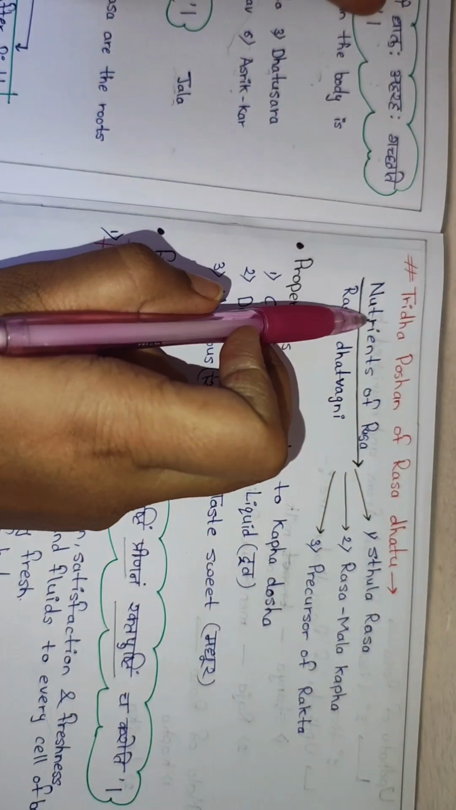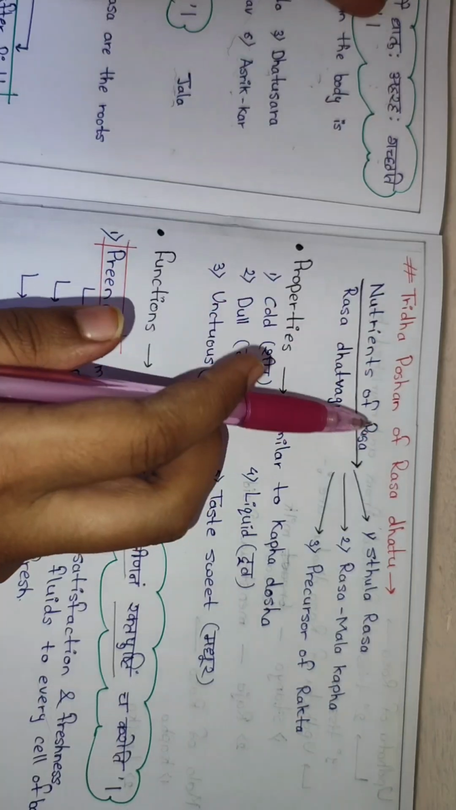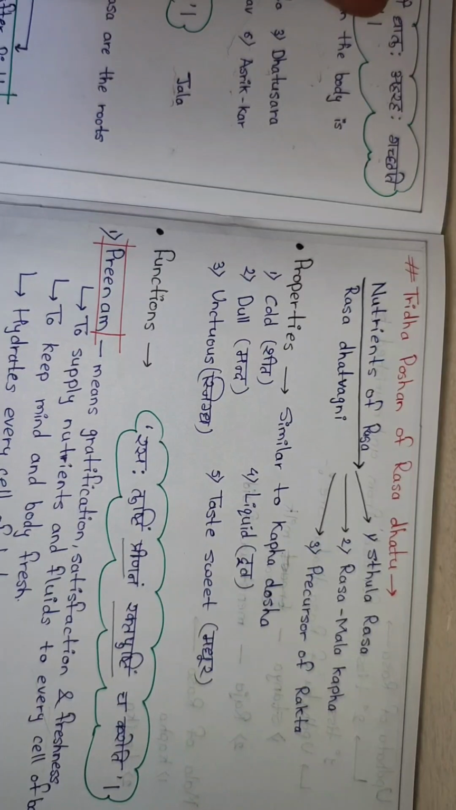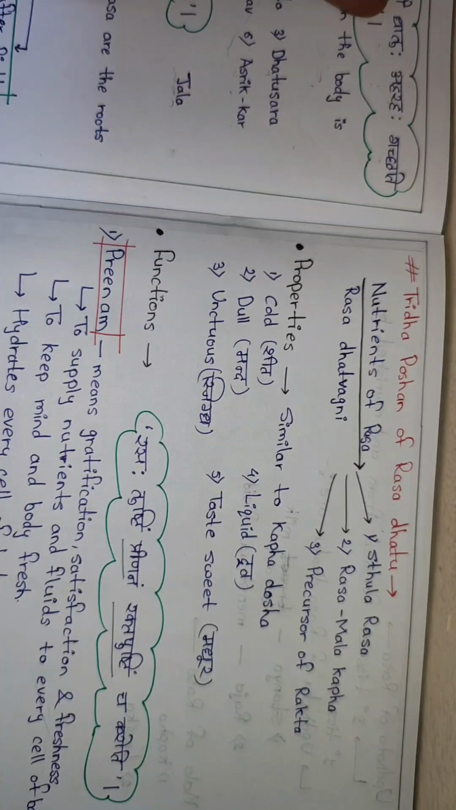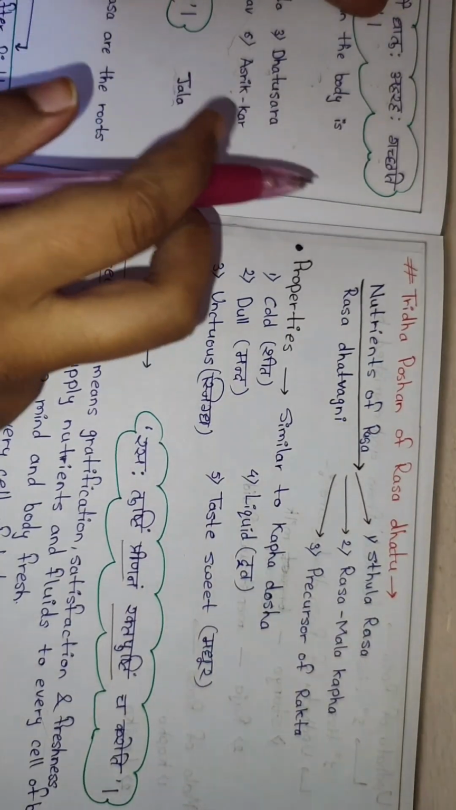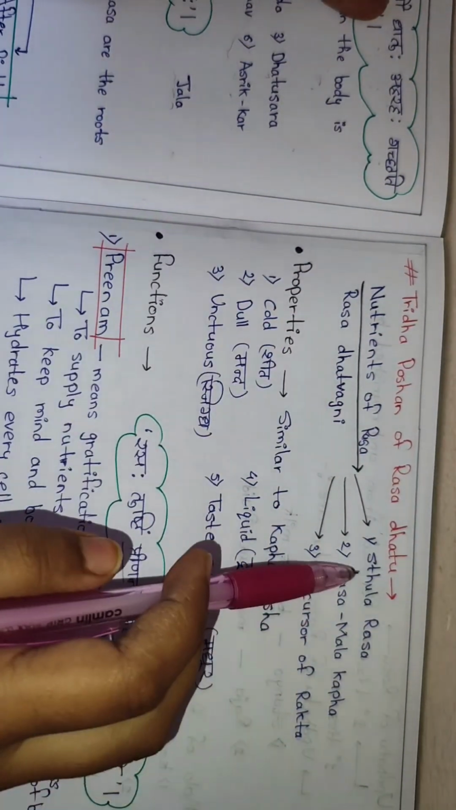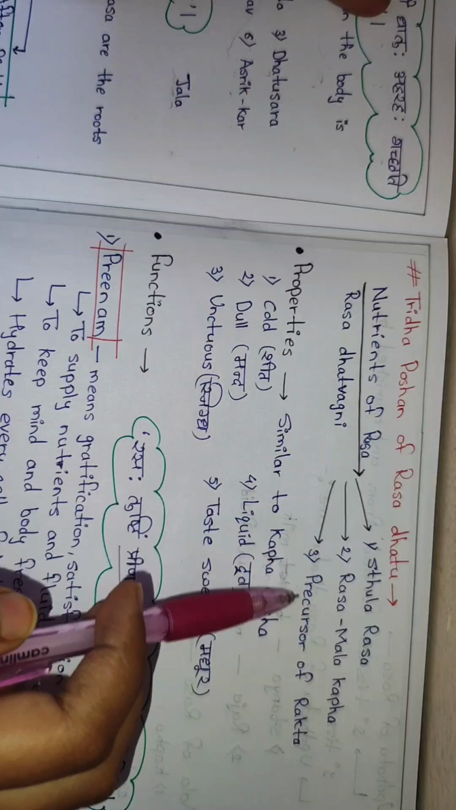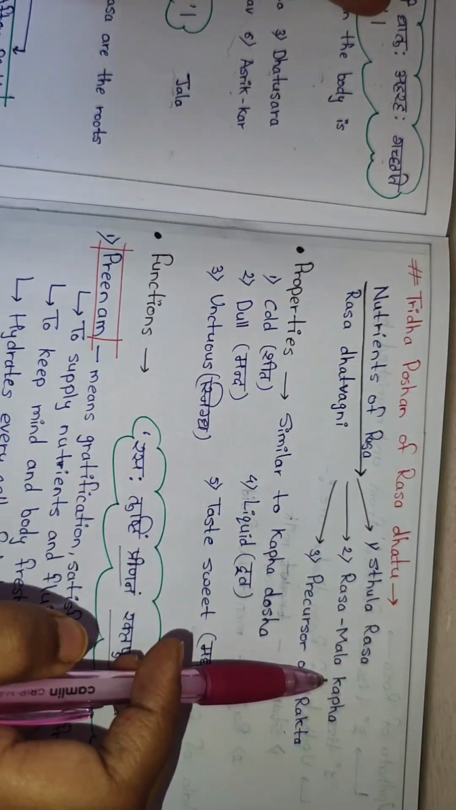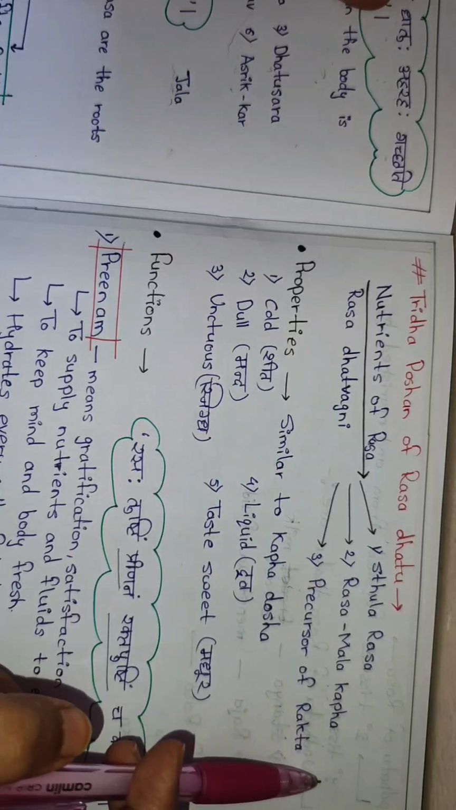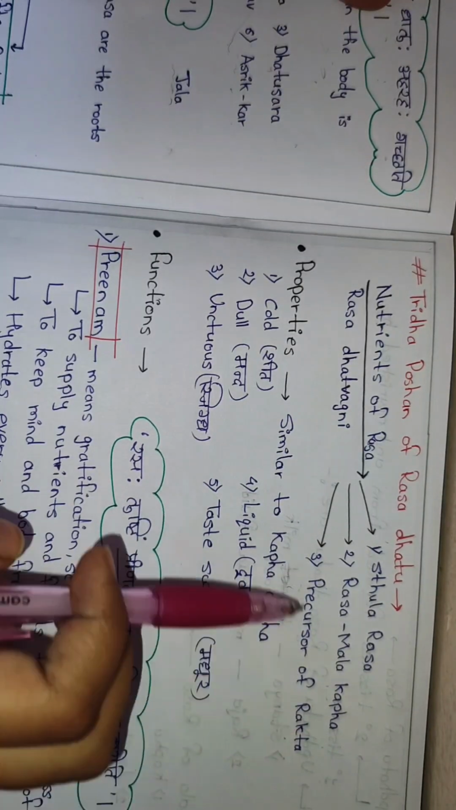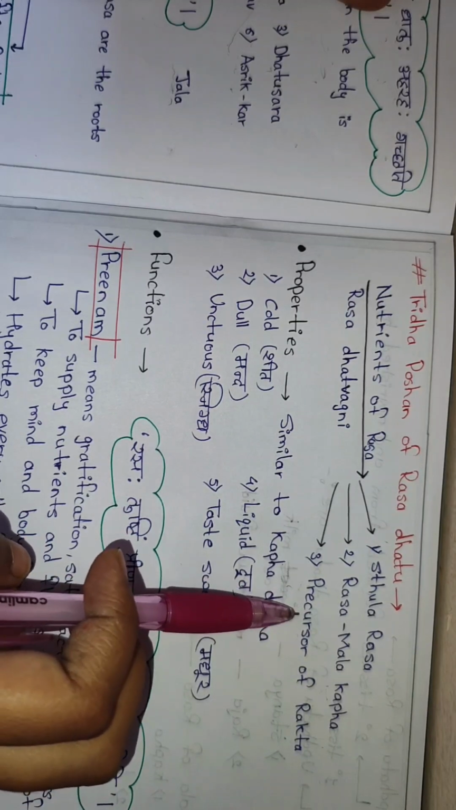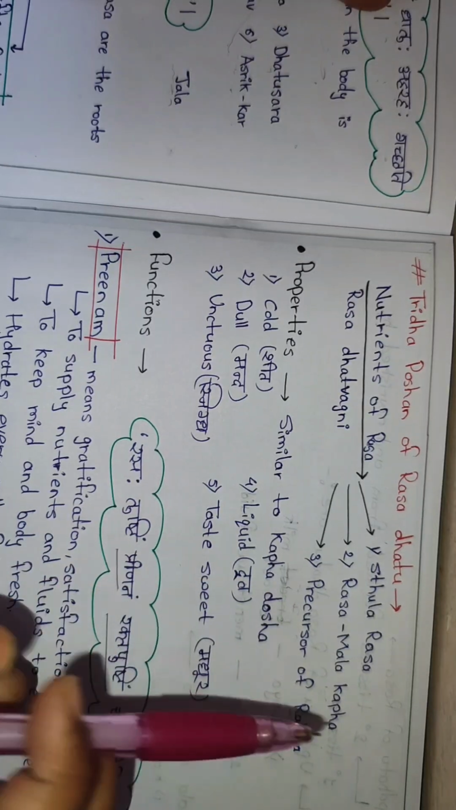Next point is the tridha portion of rasa dhatu. Tridha portion of rasa means any dhatu, it is given by Dalhan, and in that he says that in the metabolism of any dhatu, 3 components are formed. In the metabolism of rasa dhatu by rasa dhatu agni, 3 components are formed. They are sthula rasa, rasamala kapha and precursor of rakta. Rasamala kapha we'll see in the next part. And here the precursor of rakta means the part of rasa dhatu which is used as the precursor for the nourishment of the rakta dhatu.